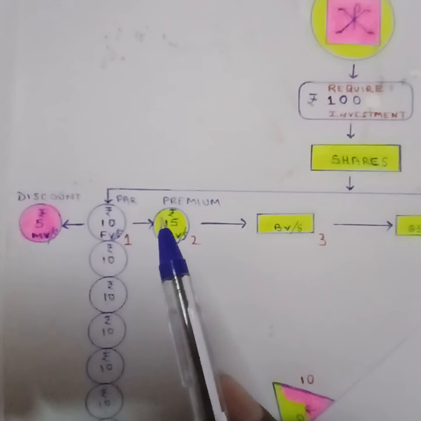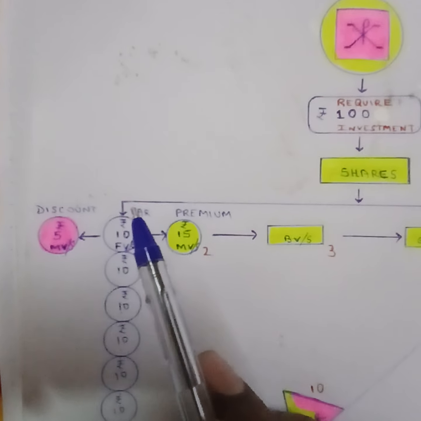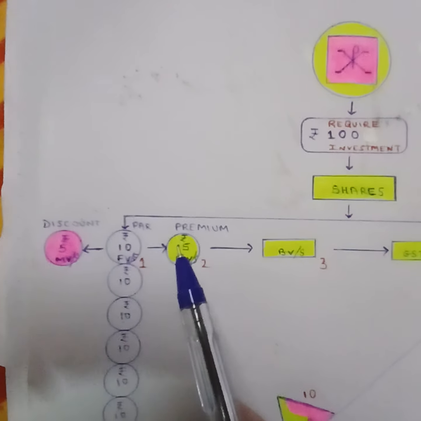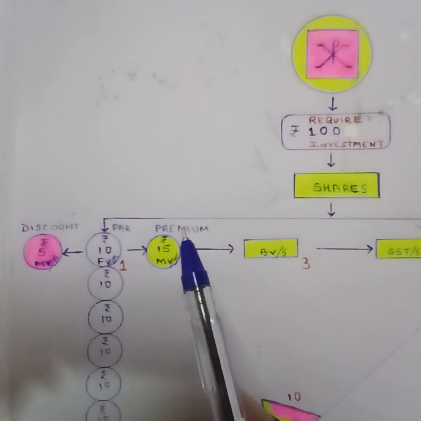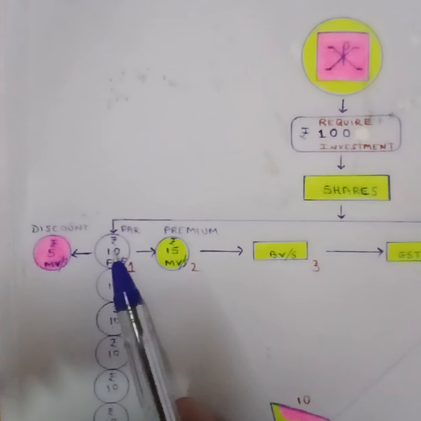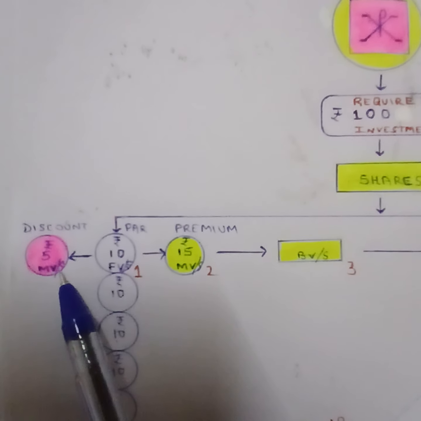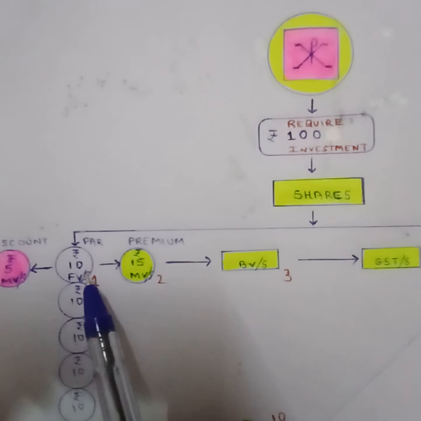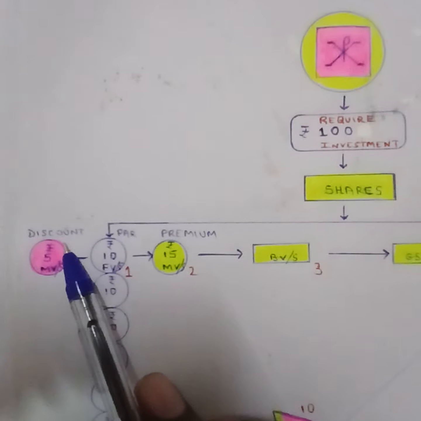Here it is more than 10. When the face value and the market value are the same, it is called par. When the market value of that pen has increased above the face value, that is called premium. And if the market value is decreased below the face value, that is called discount. So market value is related with face value. So market value can be at par, discount, or premium.